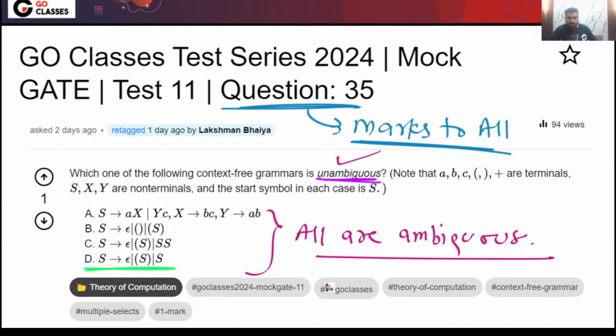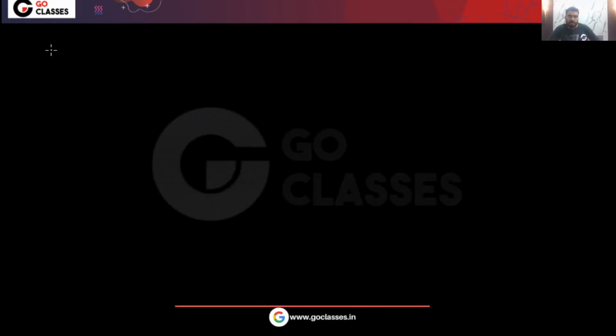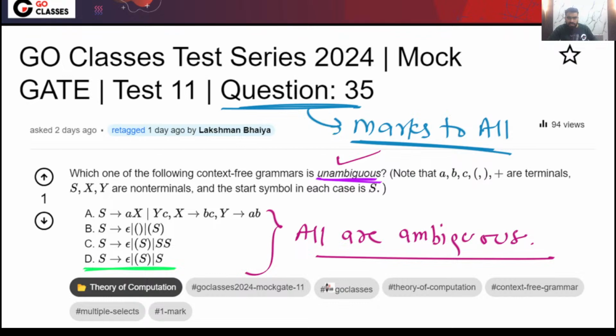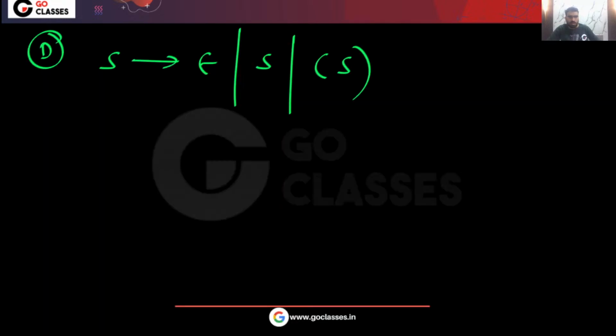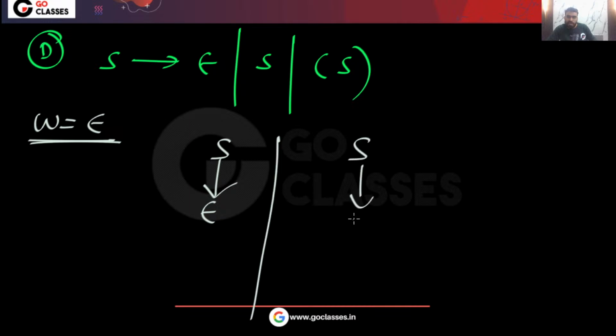Let's look at option D. Option D is saying that you can replace this with S or open parenthesis. Now here also you can see this empty string. This you can ambiguously derive. Either you can do like this, this is one parse tree. Another parse tree will be, S you can replace with S, and then S you can replace with the empty string. So there are two parse trees for this empty string.